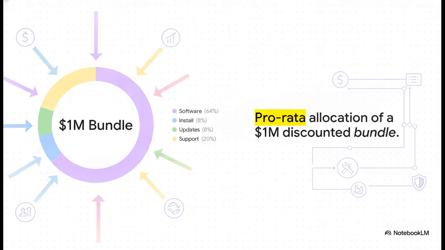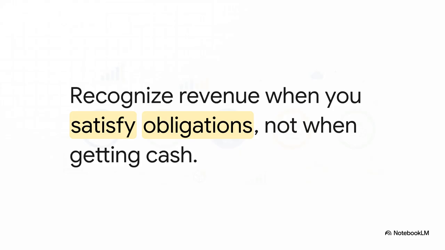Step 4 tells us we must allocate that $1 million transaction price across the 4 obligations using a pro rata basis based on their standalone values. You basically figure out the percentage each item contributes to the $1.25 million standalone total, and then you apply those exact percentages to the $1 million actually paid. And this brings us right to Step 5 and the absolute core philosophy of US GAAP. You do not recognize revenue when you get the cash. You recognize it only as you satisfy the obligation.